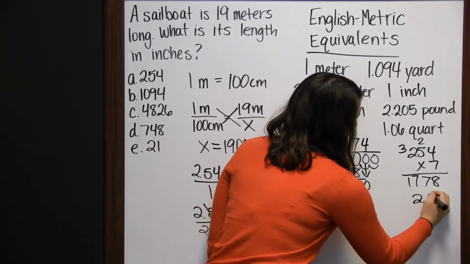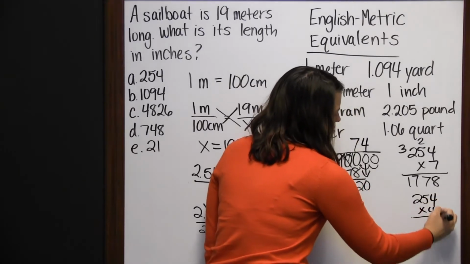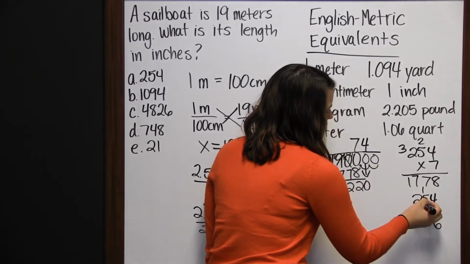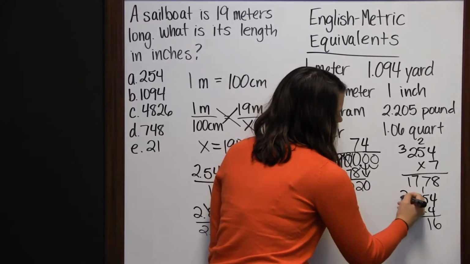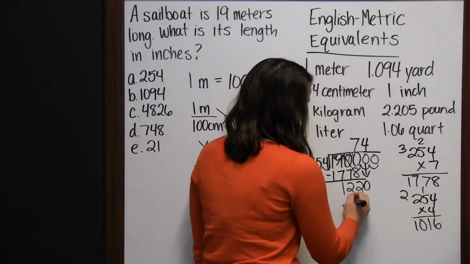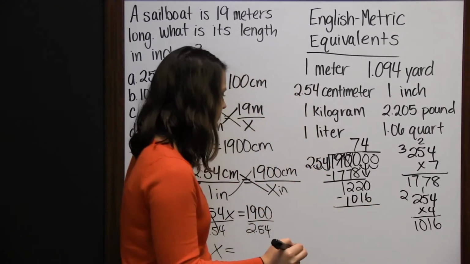So let's see, 254 times 4. 4 times 4 is 16, carry the 1. 4 times 5 is 20, plus 1 is 21. 4 times 2 is 8, plus 2 is 10. So that's 1,016. And then we subtract.